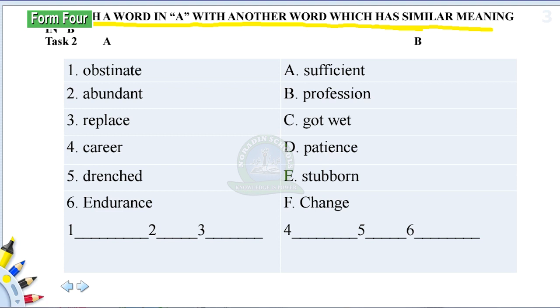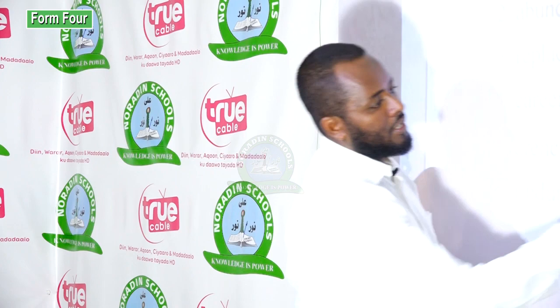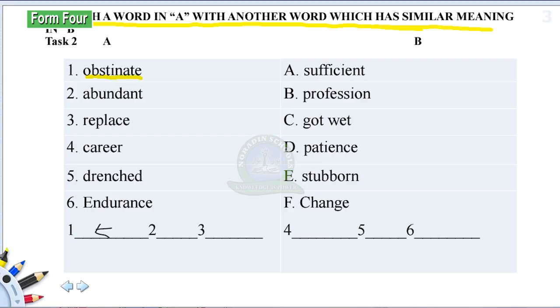Number 1 is obstinate. What is the meaning of obstinate here? Obstinate is stubborn. Stubborn means disobedient. This child is obstinate, stubborn. He can't listen to anything at all. Okay, he's disobedient. So number 1 is E. Okay, abundant. What is the meaning of abundant? Abundant means sufficient.